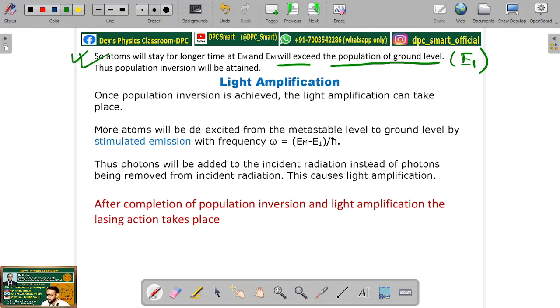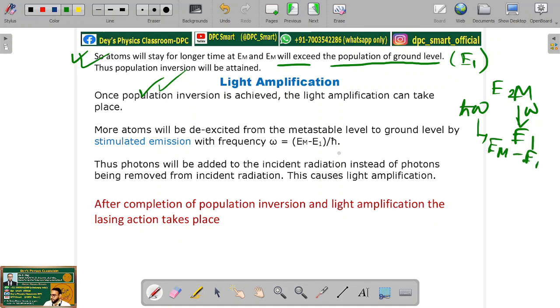Now once the population inversion is achieved by introducing a metastable state, light amplification will take place. Light amplification means more atoms in the EM level, the excited metastable level, will de-excite to E1 by emitting photons of energy h cut omega, which is equal to EM minus E1. So more stimulated emitted photons will be added to the incident radiation. These photons created by stimulated emission from EM to E1 would be added to the incident radiation. As a result of that, incident radiation energy will be very high, or light amplification will take place.